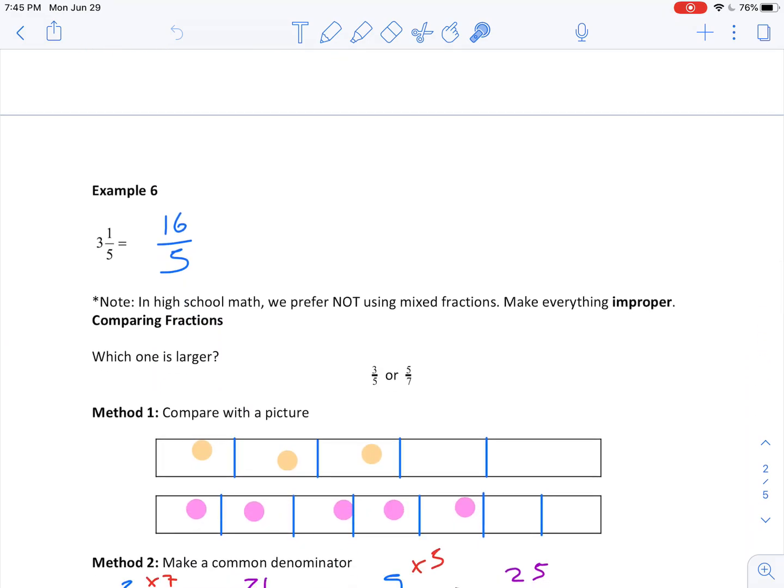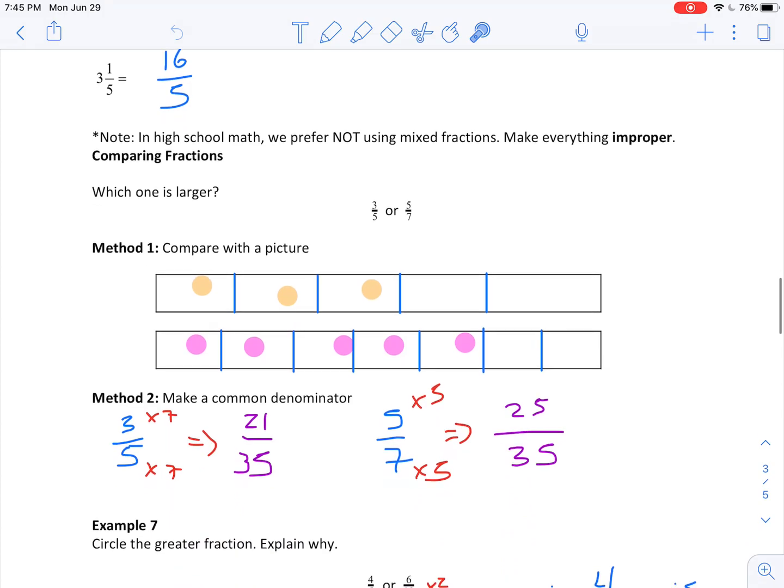Second example, we have 3 and 1/5. We don't need to do a picture every single time. Go 5 times 3 plus 1 gives me the value of the improper fraction, which in this case would be 16 over 5. So quick note, in high school math, we prefer not using mixed fractions. Make everything improper. We want improper fractions. This is what we want, okay?